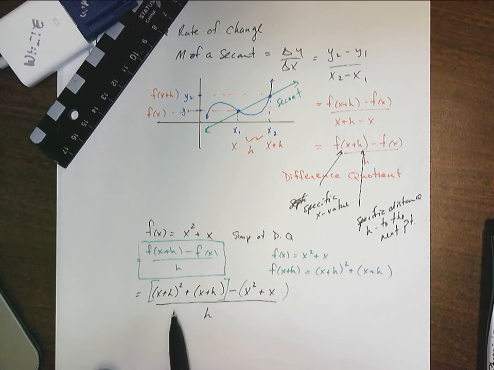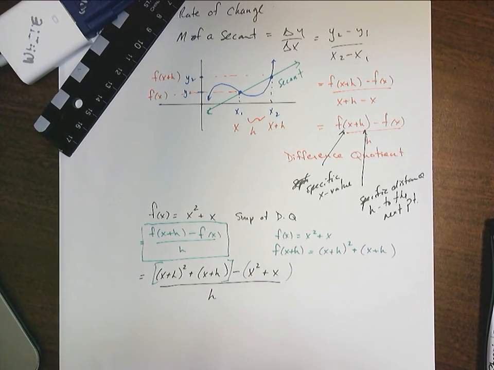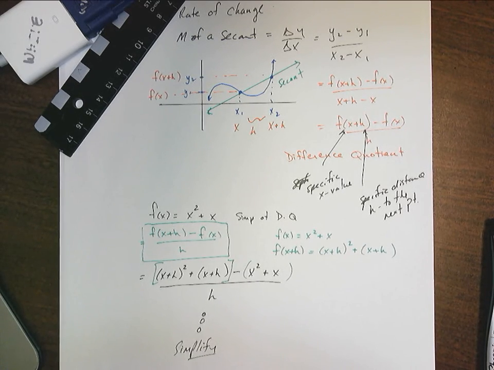You can work this out. What it'll give you is some sort of equation in terms of x and h, and you would then simplify. So there's more to do here. But remember, I'm just doing a review of the concepts. There you go. There is the difference quotient, which is the slope of the secant.